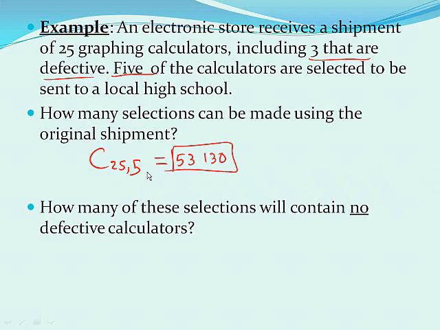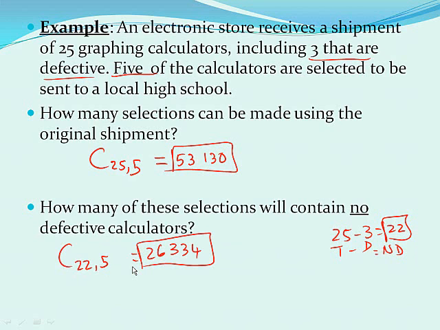How many of these selections will contain no defective calculators? Notice that there are 3 that are defective. So we have 25 total. If you subtract the defective ones, there will be 22 non-defective ones. If you want to get a selection that will contain only the good ones, we need to select it from the 22 good ones. So it is again a combination, selecting 5 out of the 22 good ones, C(22,5). And this number will be 26,334.